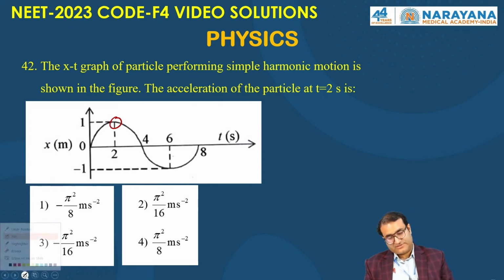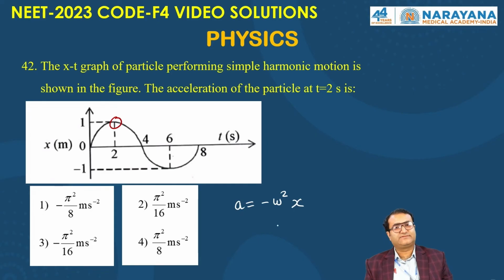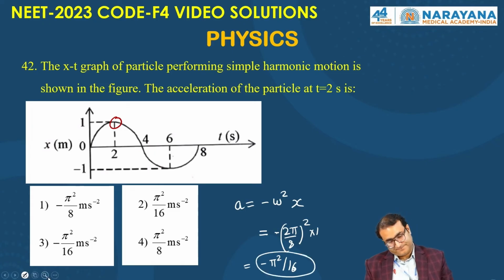Acceleration for a simple harmonic motion, we have a formula, it is minus omega square x, x is 1 there. So omega is 2 pi by T, time period is 8 seconds. So it is 2 pi by 8 whole square into 1, which is minus pi square by 16 in SI unit system. So I'll go with the third option here, question number 42.